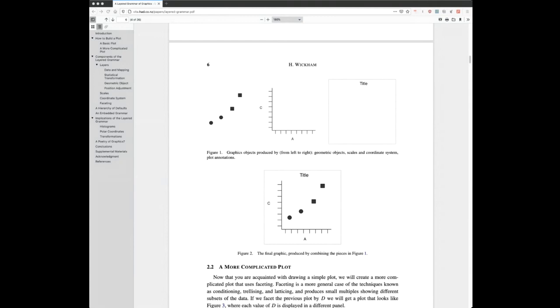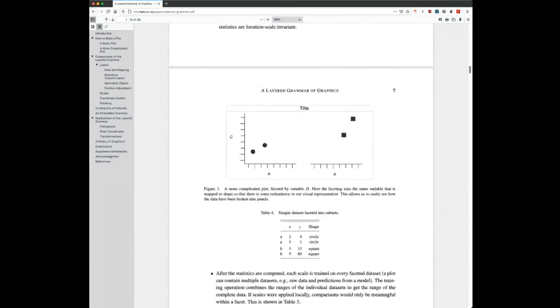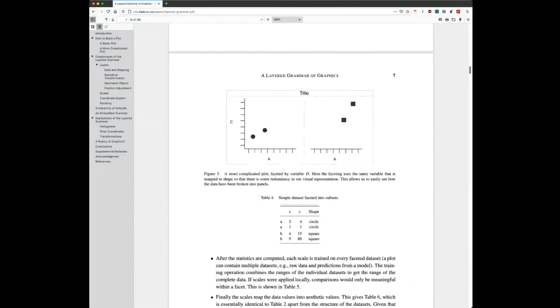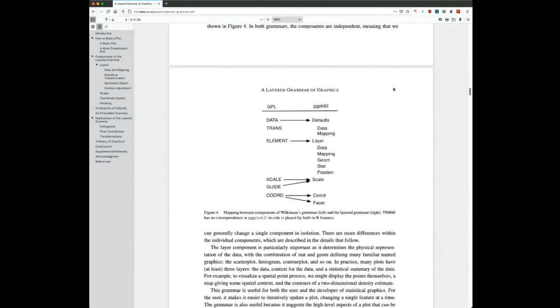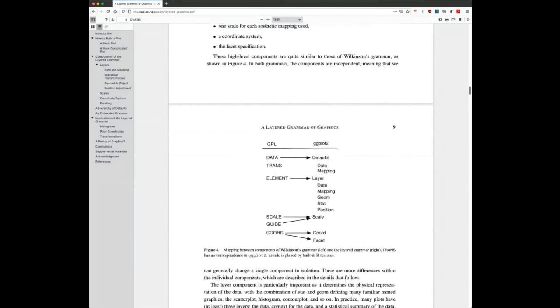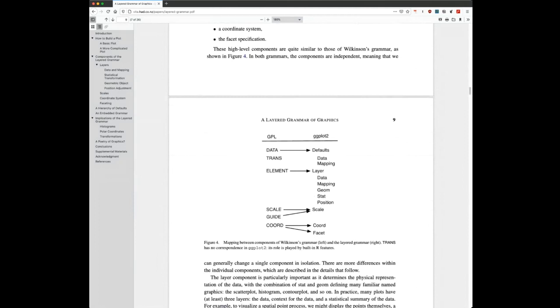ggplot is built on top of these kinds of constructs. So going down a little bit in the reading, the main concepts are here in this table.